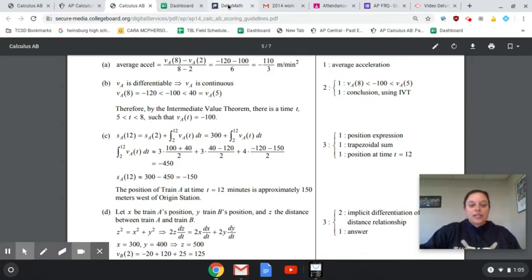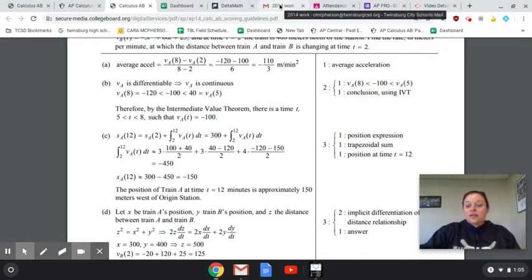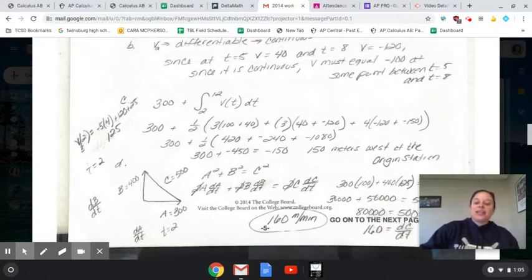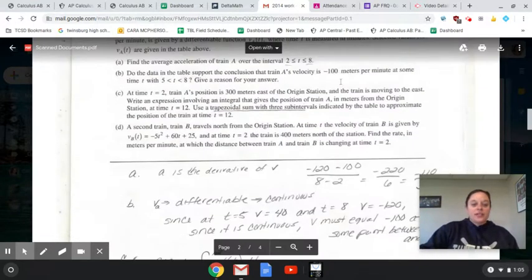And then finally, part D. I thought part D was a very different type of question, which is why I like it. Part D was a related rate question. So what you have here is now you have the second train coming in, but this train's traveling north. The train A is traveling east, and we want to find, once we get to a time of 2, how far is the distance between them changing.